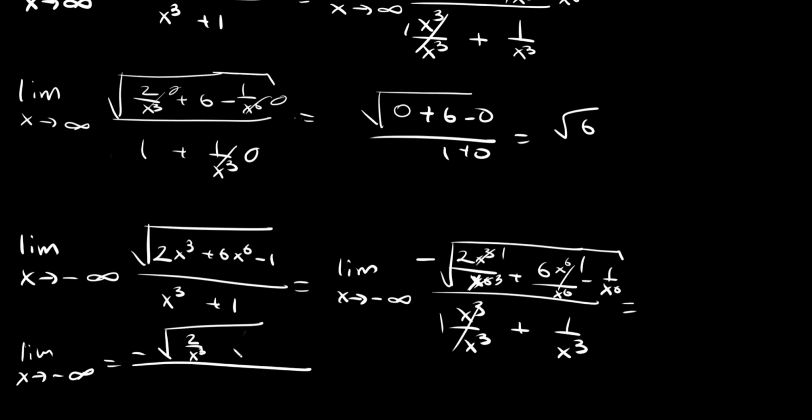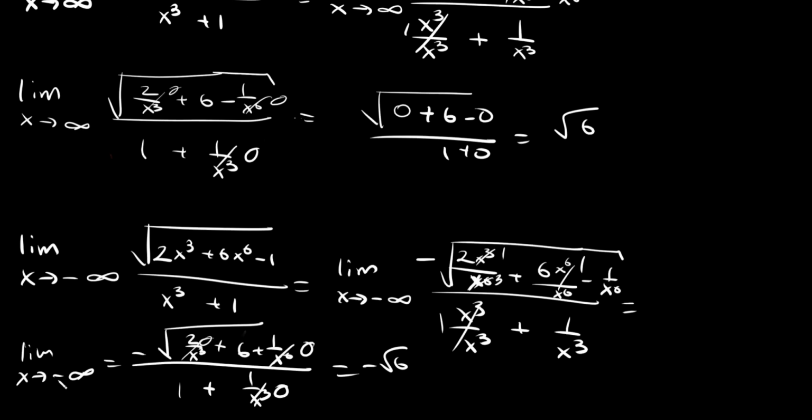Let's write this more beautifully. Plus the square root of 6 plus 1 over x to the power of 6, plus 1, divided by 1 plus 1 over x to the power of 3. So this is 0, this is 0, this is 0. And here I'm going to get minus square root of 6. So you see the difference when you have minus infinity and plus infinity.